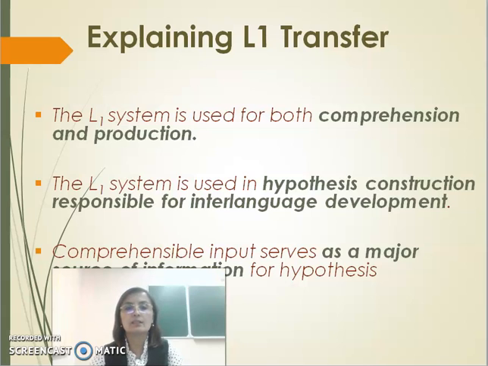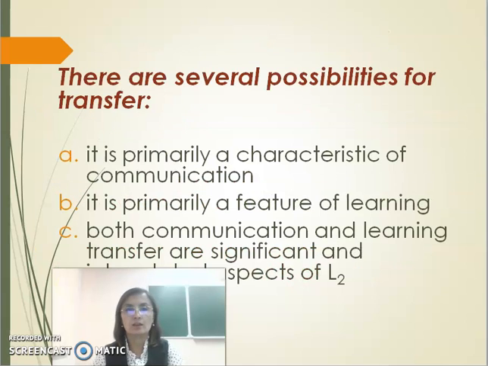Explaining the first language transfer. The first language system is used for both comprehension and production. The first language system is used in hypothesis construction responsible for interlanguage development. Comprehensible input serves as a major source of information for hypothesis construction. There are several possibilities for transfer. It is primarily a characteristic of communication. It is primarily a feature of learning. Both communication and learning transfer are significant and interrelated aspects of second language acquisition.